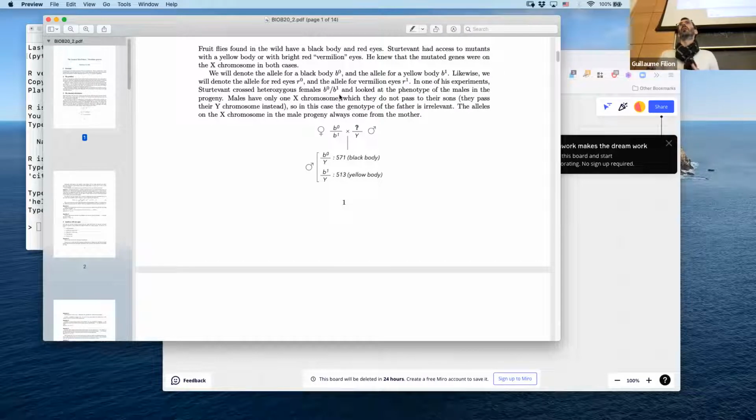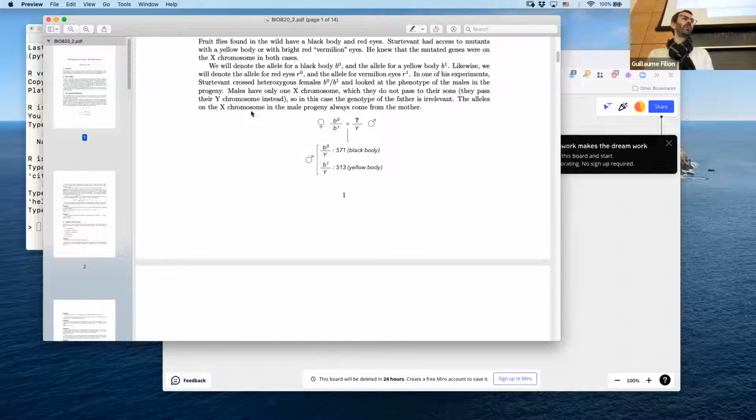Okay, so if you haven't had any genetics before, it's kind of a fantastic opportunity to discover how that works a little bit. And I hope that the word heterozygous is not really putting you off that much. So I mean, just having 2 different versions of the same gene that you receive from mom and dad. So B0, B1 means that they have 2 different variants of the genes. And looked at the phenotype of the males in the progeny. Males have only 1 X chromosome, which they do not pass to their sons. They pass the Y chromosome instead. So in this case, the genotype of the father is irrelevant. We're going to come to that in a second. The alleles on the X chromosome in the male progeny always come from the mother.